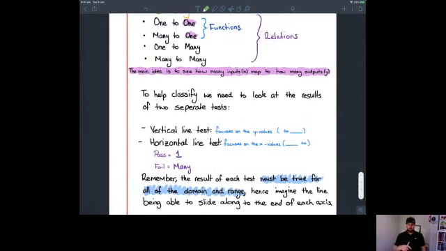Again, it's all about focusing on the tests. The vertical line tells you something about the y. The horizontal line tells you something about the x. If it passes, it's 1. If it fails, it's many.